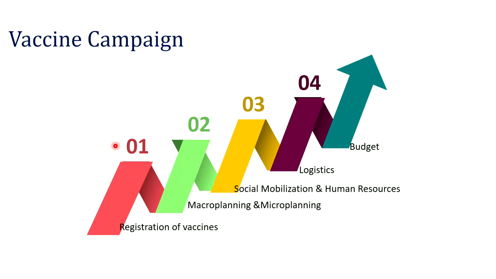Social mobilization and human resources are the drivers of success, and much time is required for this. When it comes to logistics, equipment and cold chain are a priority. For the overall budget, the cost of implementation and campaign, and cost effectiveness versus alternatives are looked at.